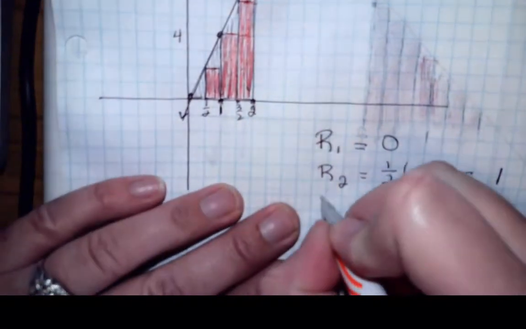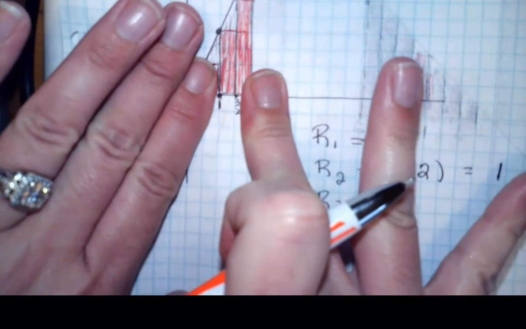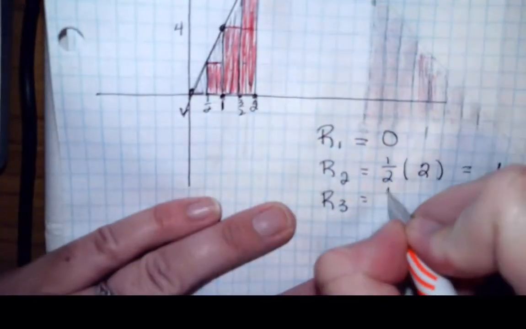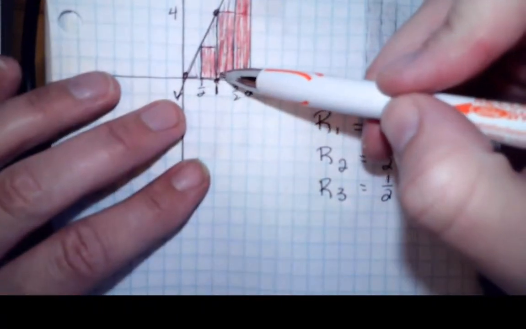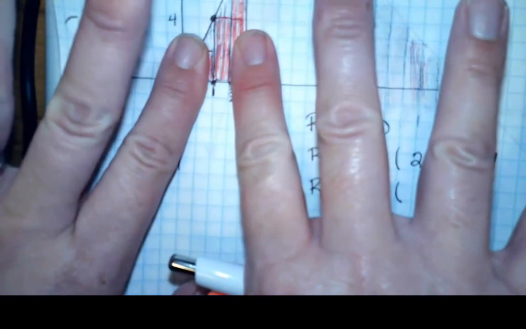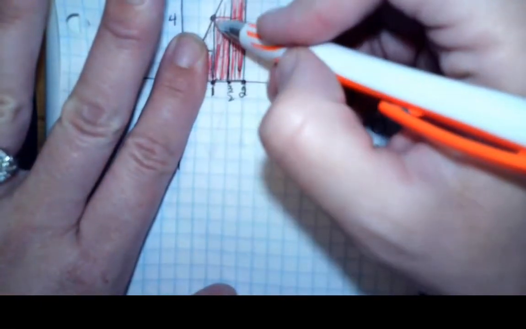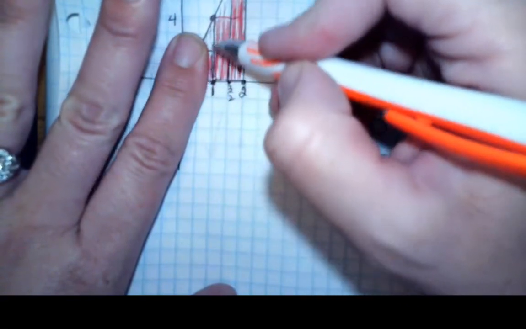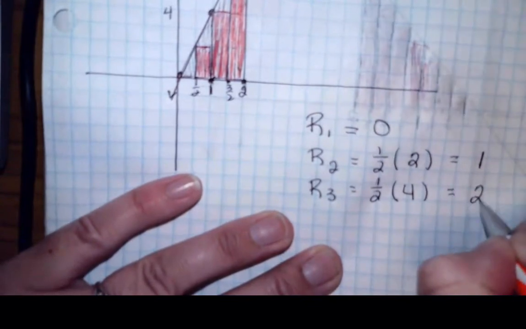So we're going to go to rectangle 3. On rectangle 3, what's my base? My base is 1/2. My base is not going to change. So I have 1/2, and then what's the height on the left side of rectangle 3? The height on the left side is 4. I look at the left side of this rectangle. Where does it hit the graph? It hits it at 4. So 1/2 of 4 is 2.